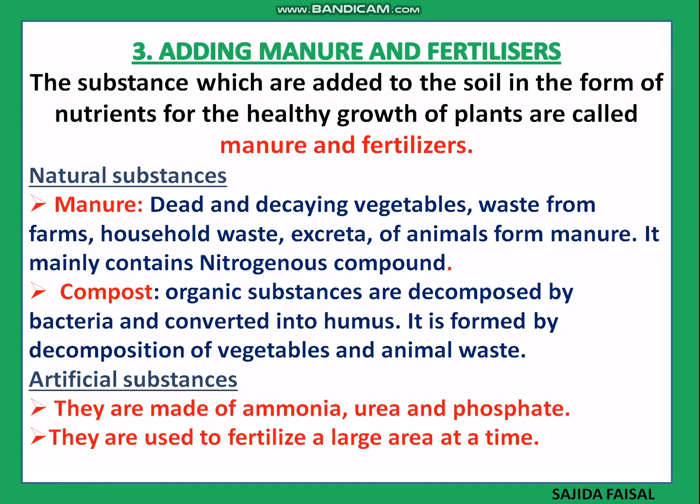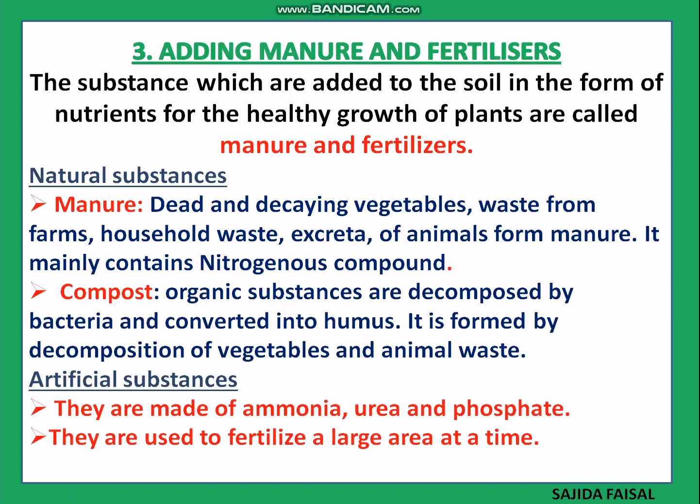Same like human beings, we are getting food. The same way plants also need some nutrients. That's why in the plants we are adding some manure and fertilizers. Some substances we are getting naturally, some we are preparing artificially. Manure we can say is a natural substance. From the dead and decaying vegetable waste from farms, household waste, from all these we are getting the nitrogenous compound. This type of nitrogenous compounds are called what?